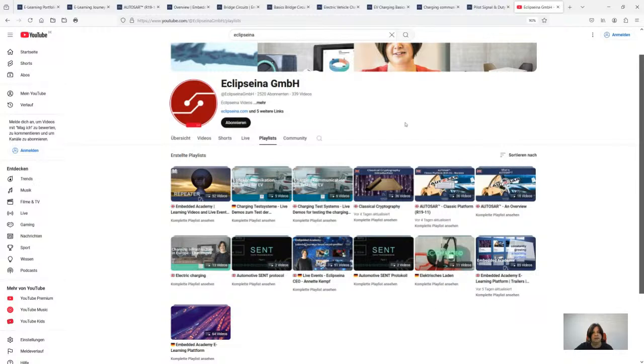And what we saw there is that we publish new content every month. Once every month is the classical cryptography line. It's a longer playlist, and we have AUTOSAR. The AUTOSAR overview is complete, but for the classic platform, we are continuously adding content by giving extra information to what we are providing. And you see it has been updated 4 days ago. So we are continuously working on these topics.